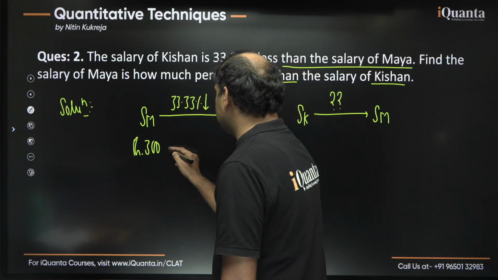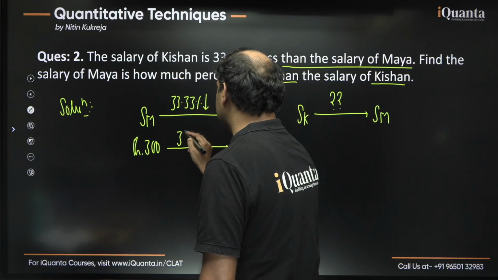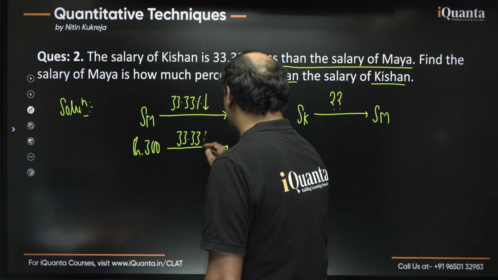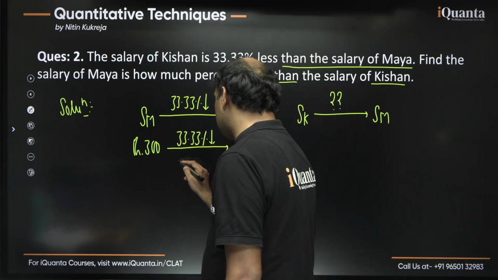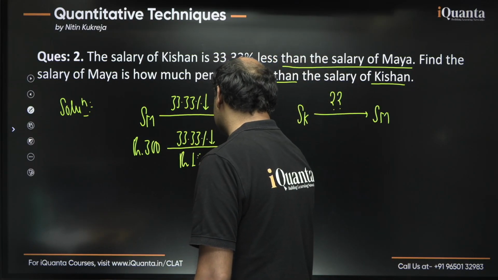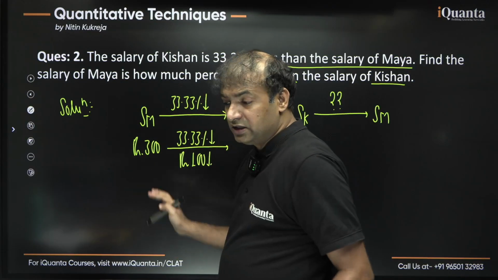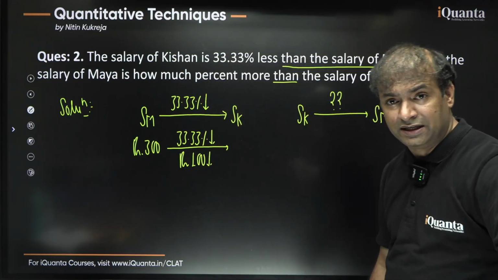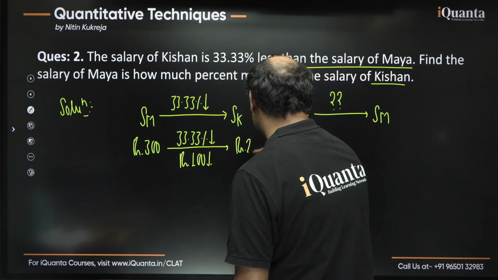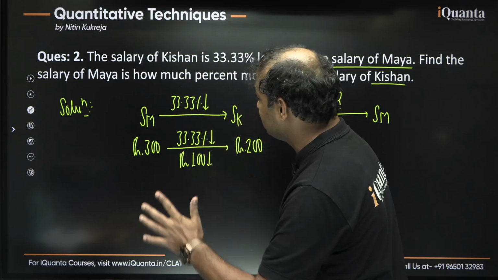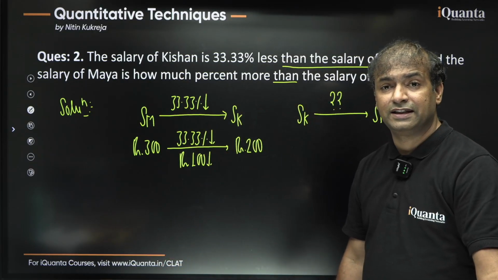Now 33.33% is less, and we all know 33.33% is 1/3, right? And 1/3 of 300 is how much? 1/3 of 300 we can say is rupees 100, right? Now it is decreased by rupees 100, 300 decreased by 100. So the final value has to be 200. Simple, right? The final value, or the salary of Kishan, has to be 200, we can say that, right?